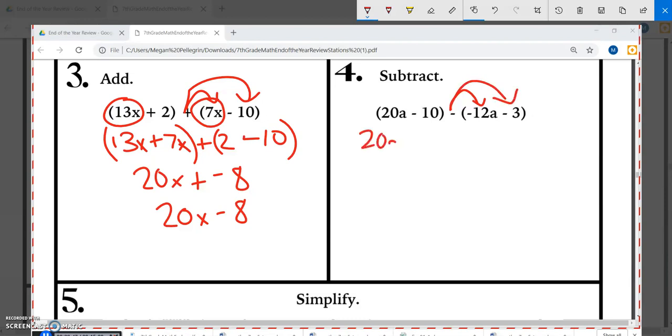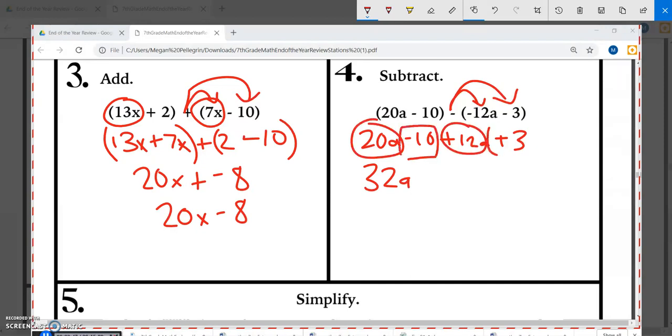So we can say this is 20a minus 10. Negative times a negative is a positive 12a. And negative times a negative is, again, a positive, so a positive 3. Okay, so I have 20a and 12a, and that gives me 32a. And then I have a -10 and a +3, which gives me a -7.